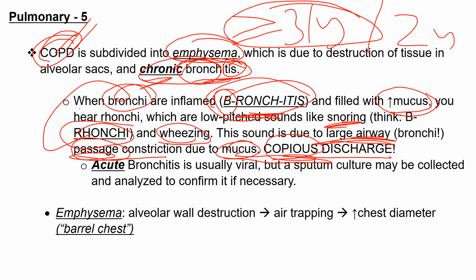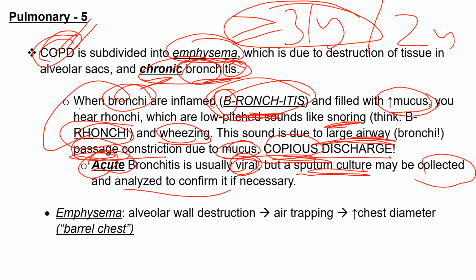Now, do not mistake chronic bronchitis for acute bronchitis. Acute bronchitis is usually viral, and you may or may not do a sputum culture depending on the situation. And if you do, obviously you need to analyze it and confirm that it is not a bacterial sputum that you're talking about.